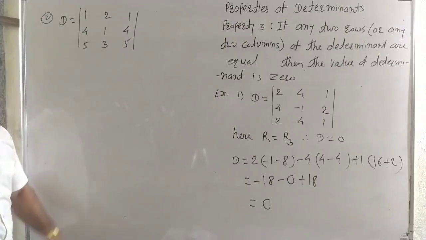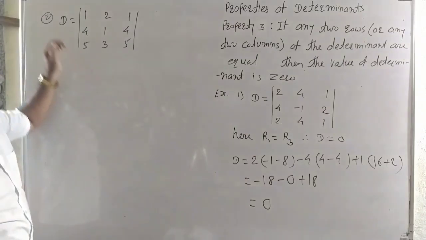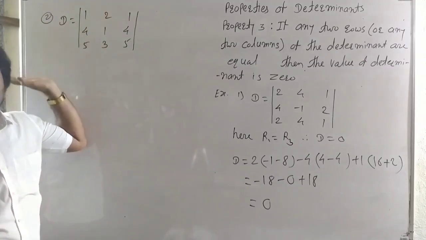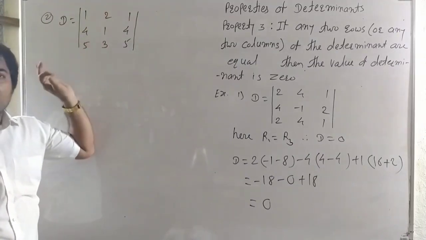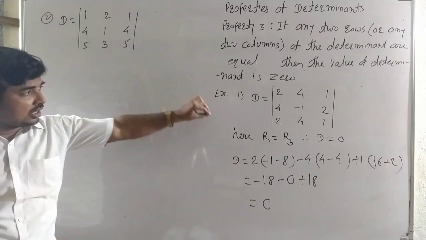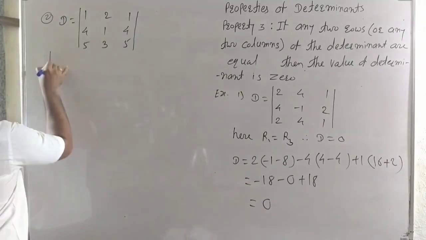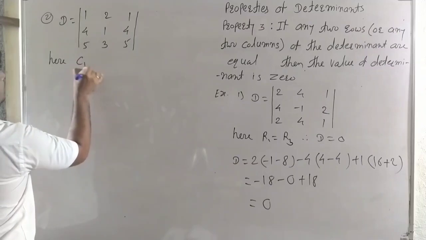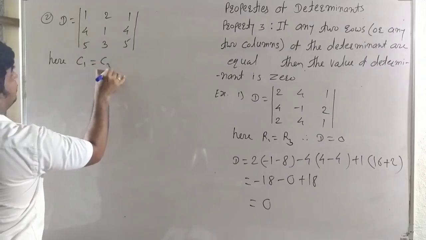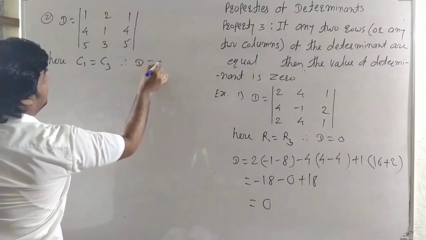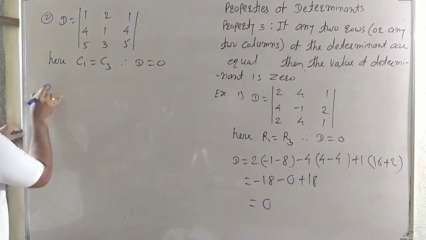Here in this determinant, column 1 and column 3 are equal. When any two columns or any two rows are the same, then the value of the determinant is 0. Here C1 is equal to C3, and therefore the determinant is equal to 0. Now we calculate, check this.